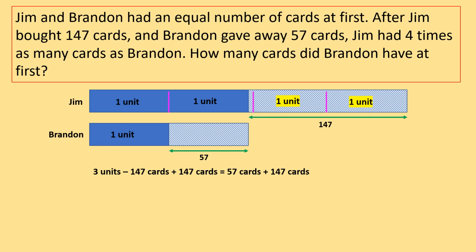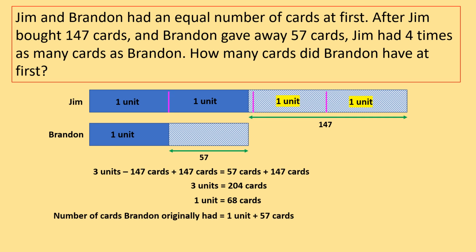So 3 units minus 147 cards, I add 147 cards. If I add something on the left, I have to add something on the right. So 57 cards plus 147 cards. This leaves me with just 3 units equals 57 plus 147 equals 204. So 3 units equals 204 cards. So 1 unit equals 68 cards.